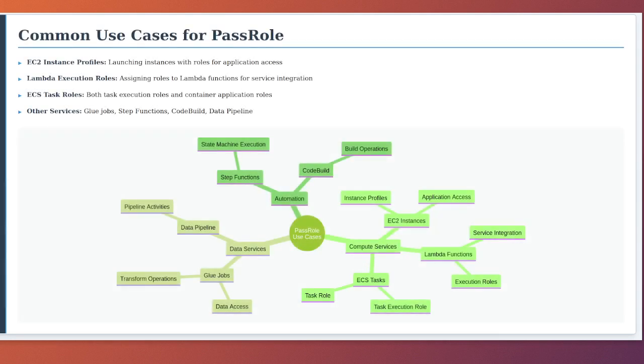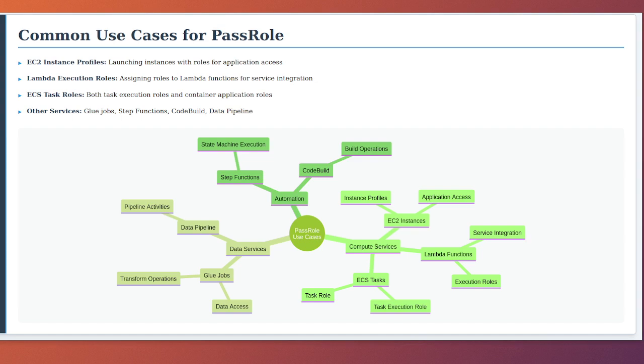Common use cases for pass role. Pass role is required in numerous AWS scenarios where services need to perform actions on your behalf. Understanding these common use cases helps you recognize when and why you need pass role permissions in your IAM policies. Let's explore the most frequent situations where pass role comes into play and what each scenario looks like in practice.